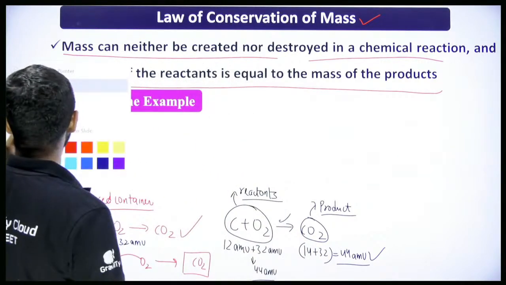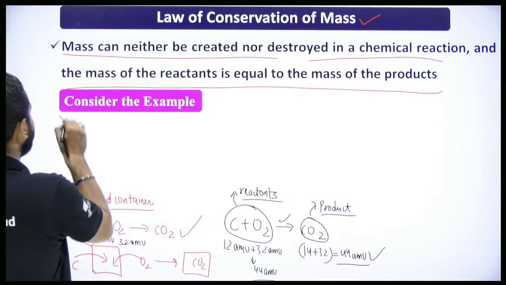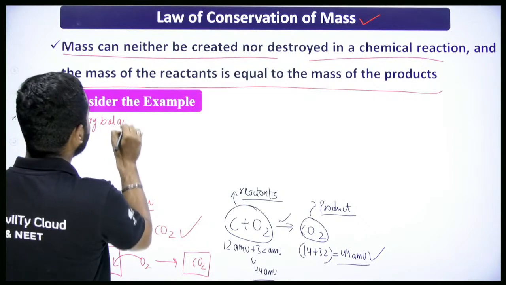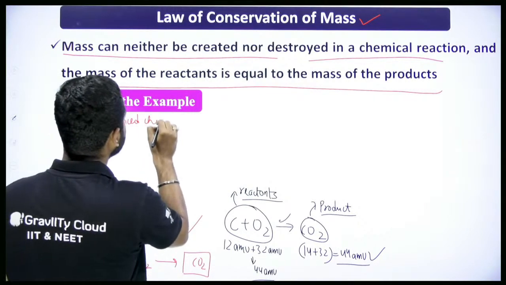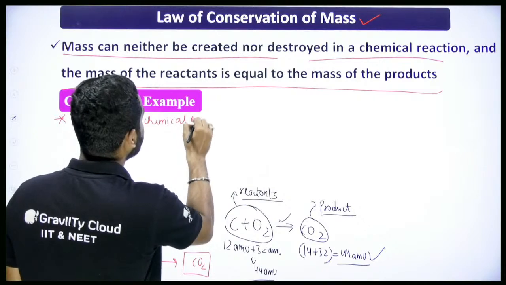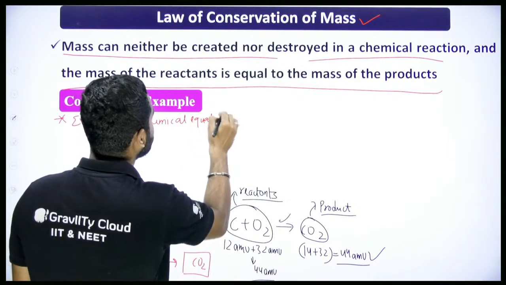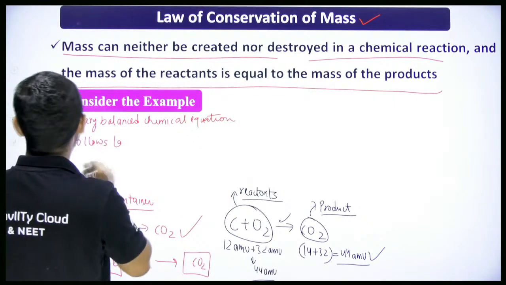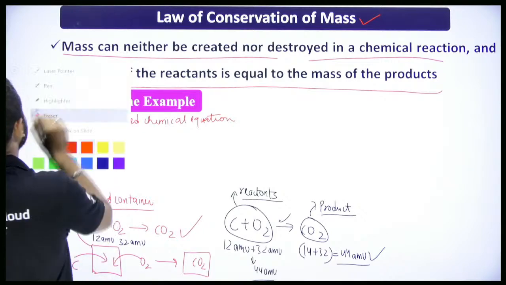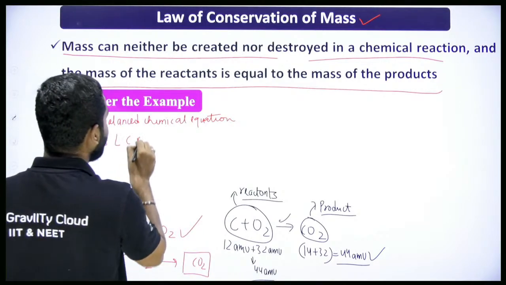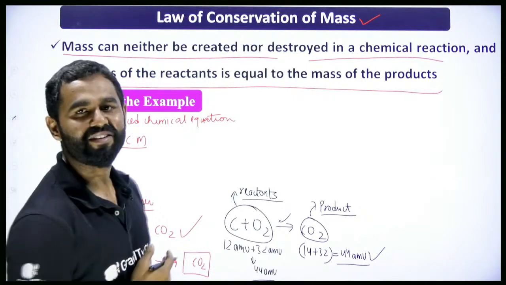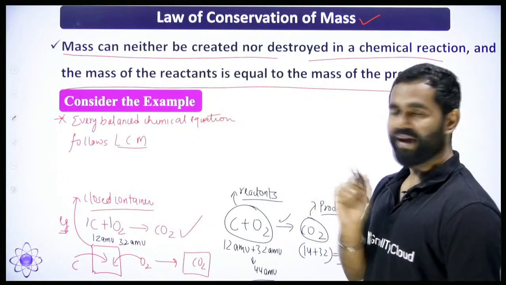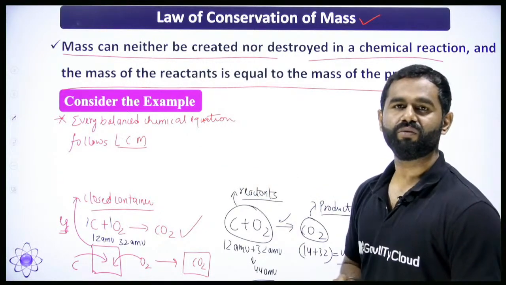So in short, every balanced chemical equation follows the law of conservation of mass. Write it down. I will write that every balanced chemical equation follows LCM. Let's write the law of conservation of mass as LCM, right? This is not the mathematical LCM. This is the chemistry LCM, which is law of conservation of mass. So every balanced chemical equation will follow the law of conservation of mass, right?